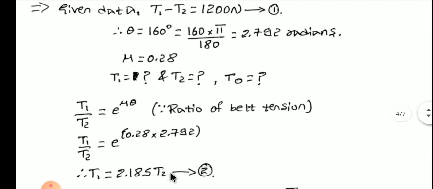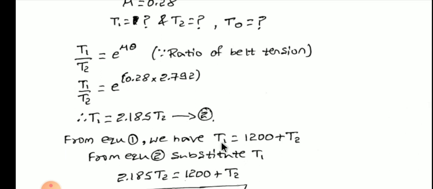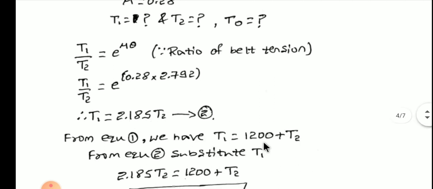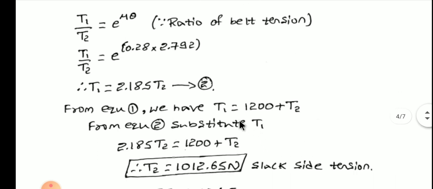Now from equation 1 you know the value of T1. I am going to substitute equation 2 in equation 1. From equation 1 we know T1 is equal to 1200 plus T2. From equation 2 you know the value of T1, so substitute T1 as 2.185 T2 in equation 1. Therefore it will be 2.185 T2 is equal to 1200 plus T2.